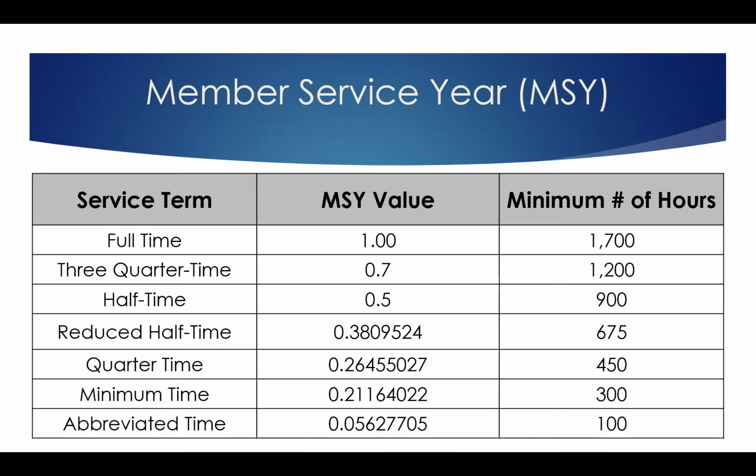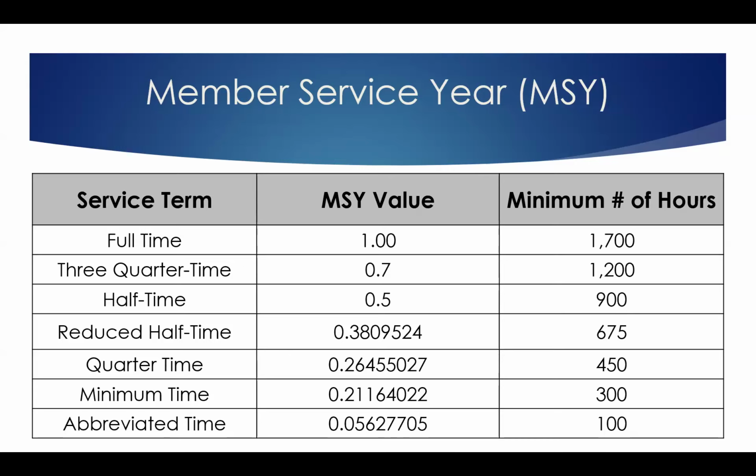So full-time members are one MSY, and they have to serve a minimum of 1,700 hours. Three-quarter time members, and this is where the math starts getting into government math, you would think would be 0.75, but it's actually 0.7 for 1,200 hours. Half-time, 0.5, 900, and then we get into these really long, complicated numbers. When we are calculating the MSY, you have to use the full number that AmeriCorps has designated. So for reduced half-time, you have to use 0.3809524, and they do 675 hours. And then it goes down from there.